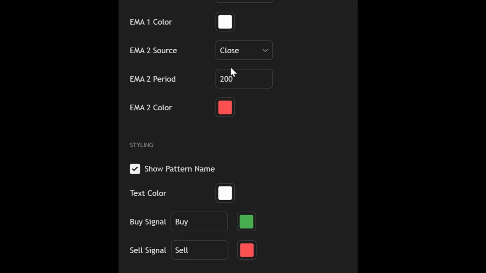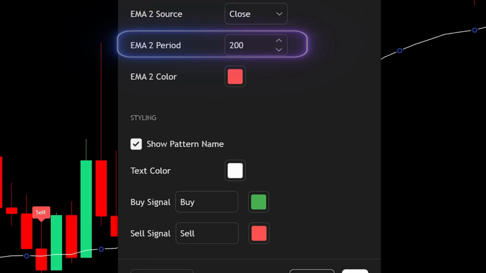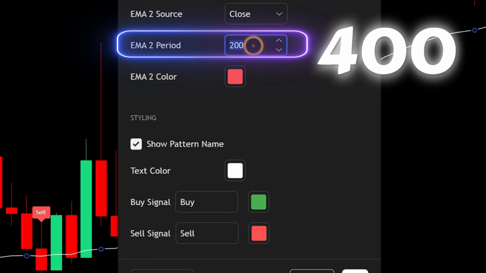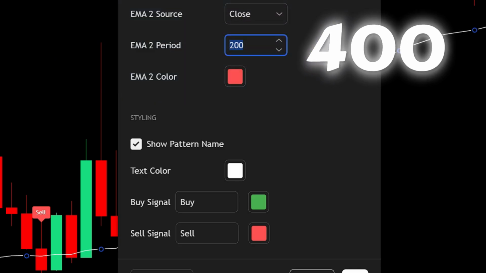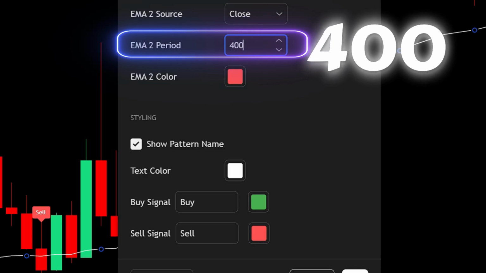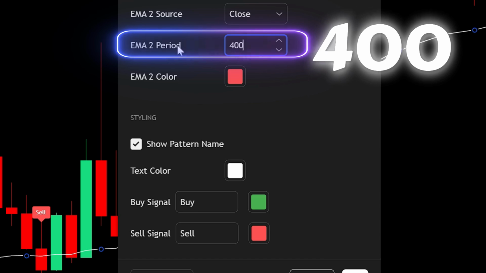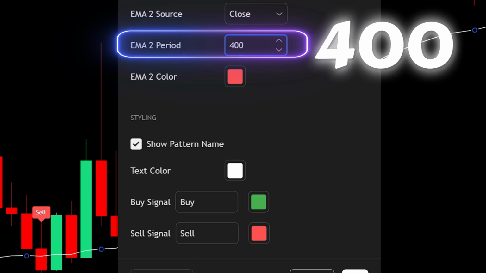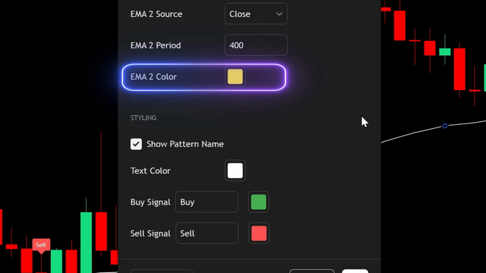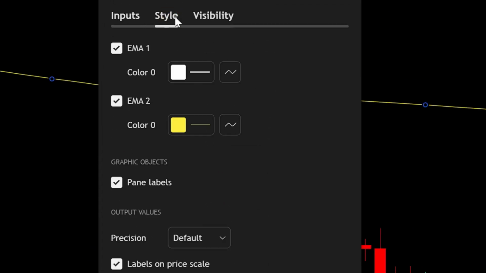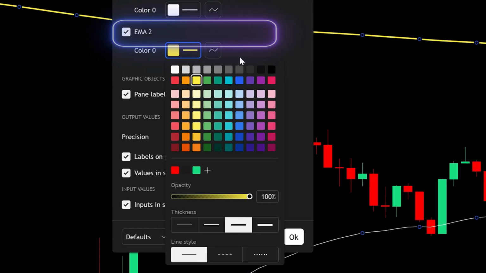Next, this is crucial. Change the slow EMA period all the way to 400. The 400 EMA is your anchor. It represents the massive institutional trend. If the price is above this line, we only look for buys. If it's below, we only look for sells. Change the color to yellow so you never miss it. Finally, go to the Style tab and make the lines thicker so they're easy to see.